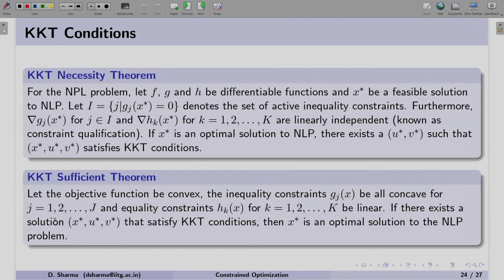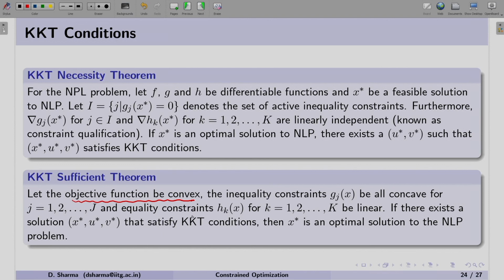So in that case, we have another condition called the KKT sufficient theorem. Let us look into that. The KKT sufficient theorem says that let the objective function be convex. How can we find if it is convex? We can find the Hessian of this function, and if it is positive definite, we can say it is convex. We will discuss more on it.